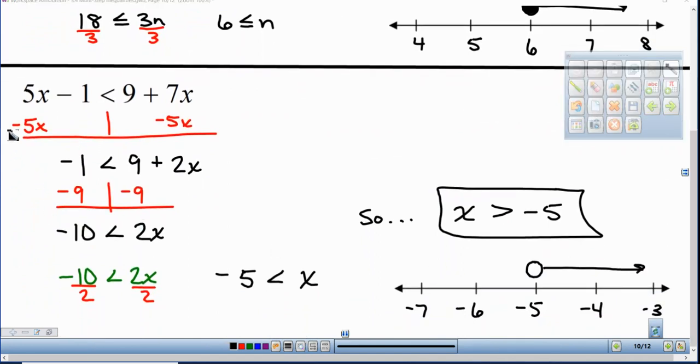Same thing here, no distribution, no like terms. Eliminate the 5x is my choice here. I get 2x and a two-step inequality. Subtract the 9, divide by 2. My variable again was on the right side, and I rewrote it with it on the left side. Now it says x is greater than negative 5. Do not fill in because it does not say that x could be equal to negative 5.